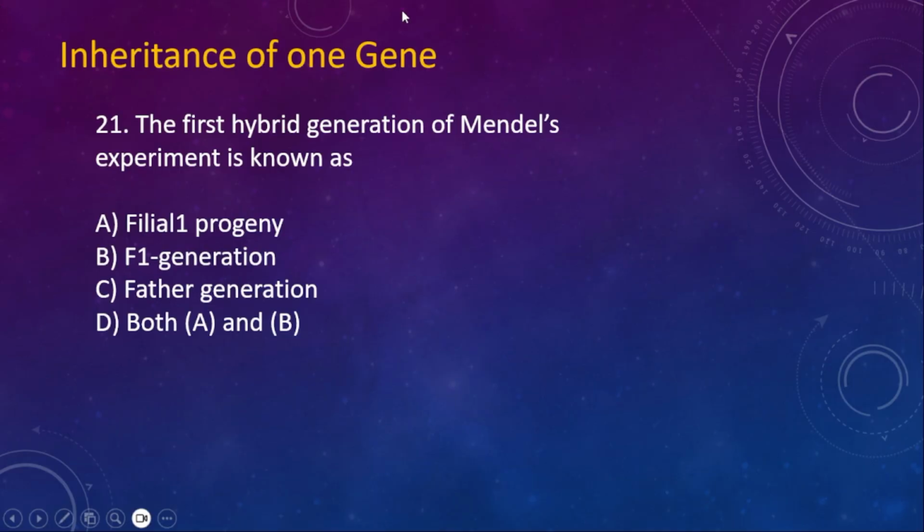Next, inheritance of one gene, that is the first law of Mendel, the law of inheritance of one gene. 21st question. The first hybrid generation of Mendel's experiment is known as: A, filial one progeny; B, F1 generation; C, father generation; D, both A and B. Here the right option is option D.